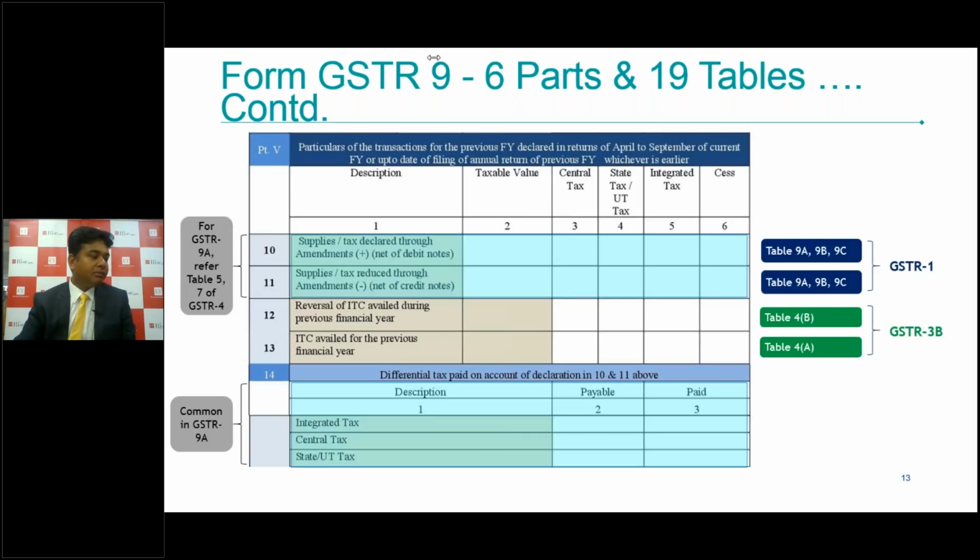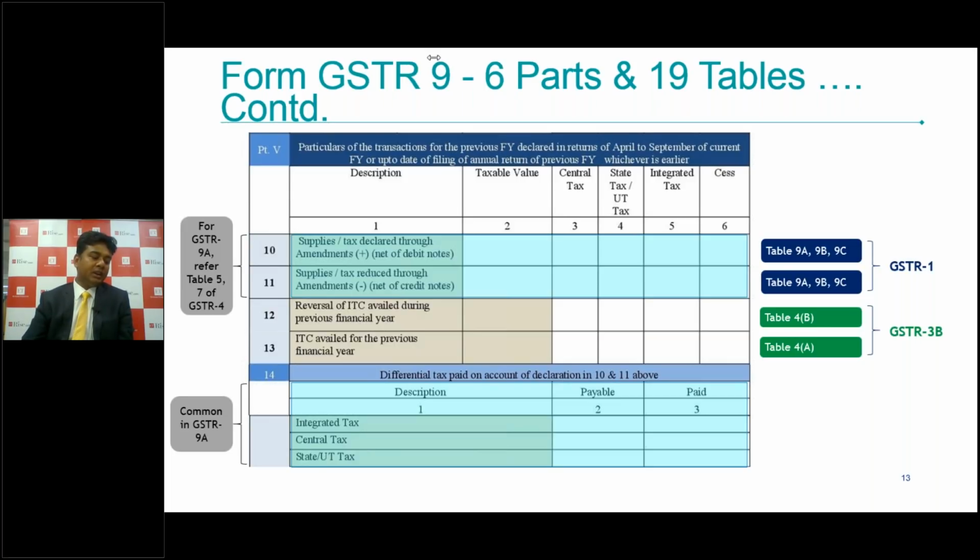Okay, now we are left with the other particulars. Here we have plotted some of the typical ones. These are the ones that we called out in the beginning. Look at row number 10 and row number 11: supplies of tax declared through amendments, net of debit notes. These are the April to September reporting. For example, if you have missed out on anything, this is where we need to report it during the April to September returns, which practically should have been filed between July to March, in the respective months.